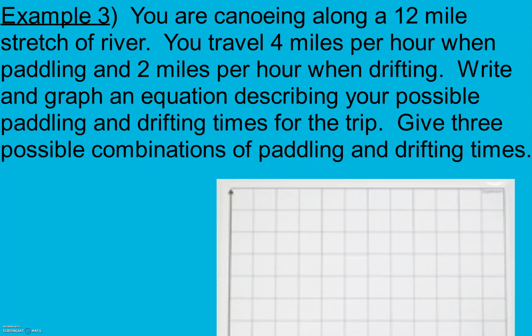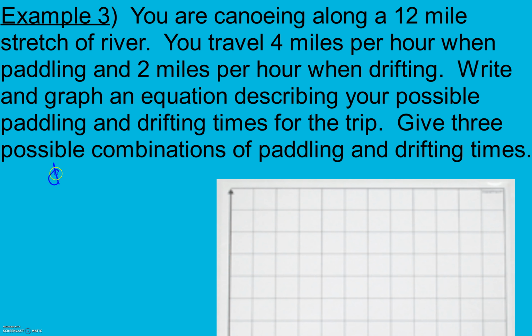In example 3, you are canoeing along a 12-mile stretch of river. You travel 4 miles per hour when paddling and 2 miles per hour when drifting. Write and graph an equation describing your possible paddling and drifting times for the trip. Give 3 possible combinations of paddling and drifting times.